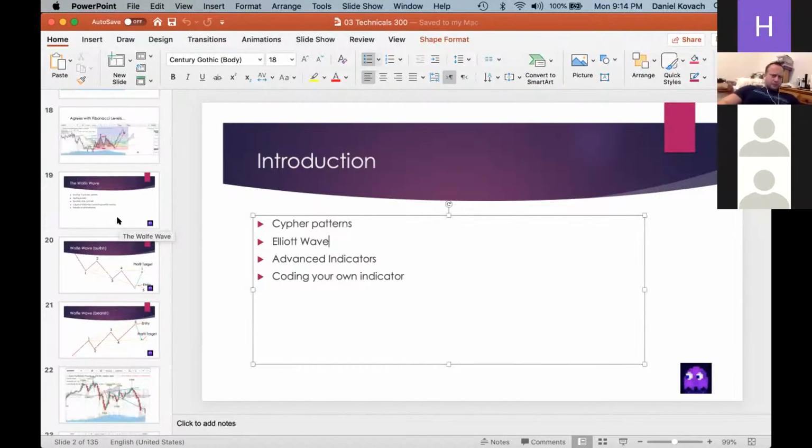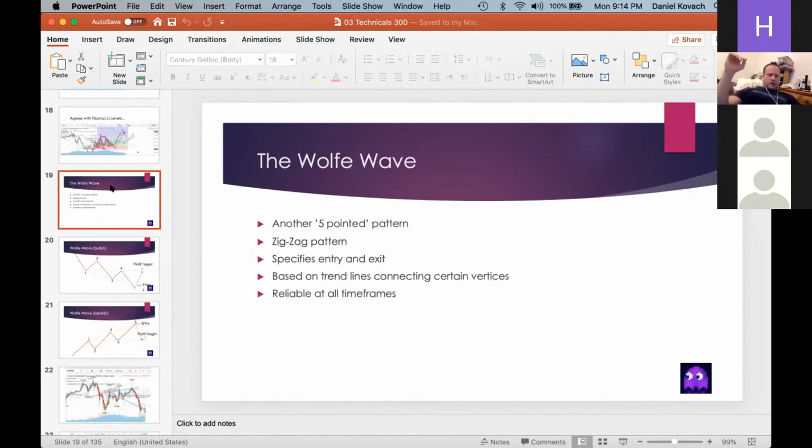But the way I like to start the lecture on Elliott Wave is actually with 2 simpler patterns, if you will, that become the core components of Elliott Wave, right? Because this is a very, I don't want to say it's complicated.